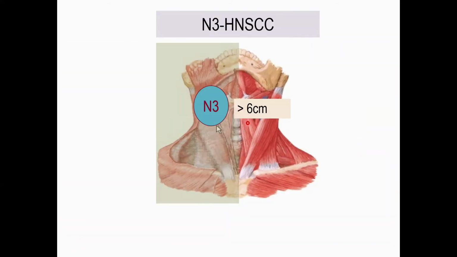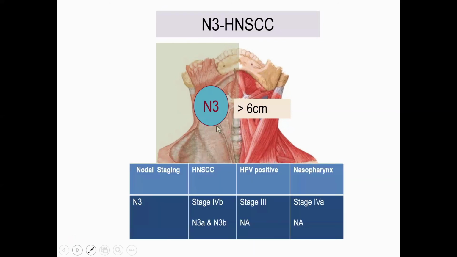Now, N3 is more than 6 centimeter, it becomes stage 4A disease. And we need to know that N3 in head and neck squamous cell carcinoma is classified into N3A and N3B, and it becomes stage 4. In nasopharynx, it is stage 4 disease. In HPV positive oropharynx, it is only stage 3, and any stage 4 is a distant metastasis. In head and neck squamous cell carcinoma of the oral cavity, HPV negative oropharynx, larynx and hypopharynx, stage 4 is divided into stage 4A, 4B, and 4C.